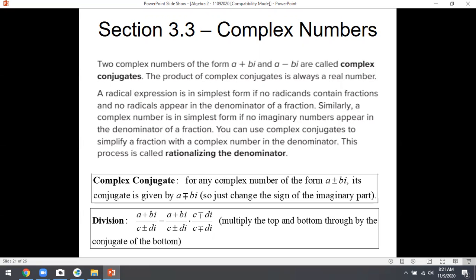But for addition and subtraction, just combine like terms. For multiplication, FOIL it out. Don't forget i squared is -1. For this, you have to just put it in your brain somehow. How do I divide complex numbers? I multiply the top and bottom by the conjugate of the bottom.